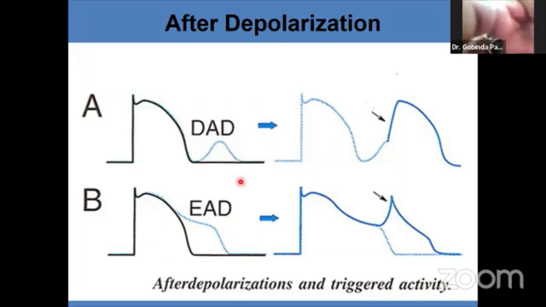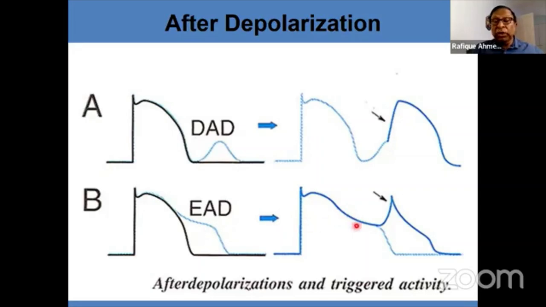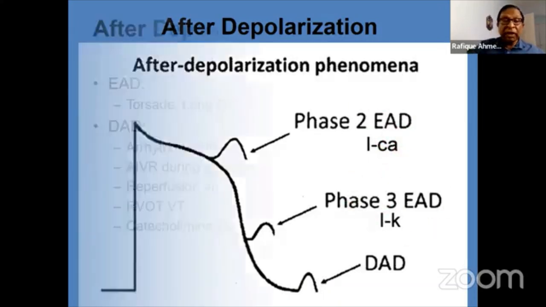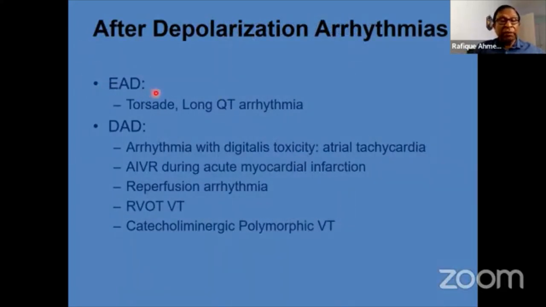Then we can have early afterdepolarization, which is normally related to long QT. This can happen in long QT syndrome, or if we give antiarrhythmic drugs, and they can produce early afterdepolarization. Early afterdepolarization can occur in phase two or phase three, while the other is delayed. Phase one and two are calcium current dependent. Phase three is potassium current dependent. Examples of early afterdepolarization are torsades and long QT arrhythmia. Delayed afterdepolarization is seen in the arrhythmia of digitalis toxicity, such as atrial tachycardia, and catecholamine-dependent arrhythmias.